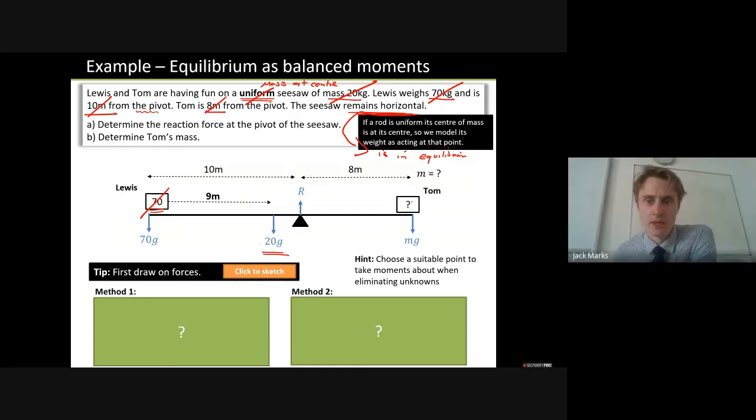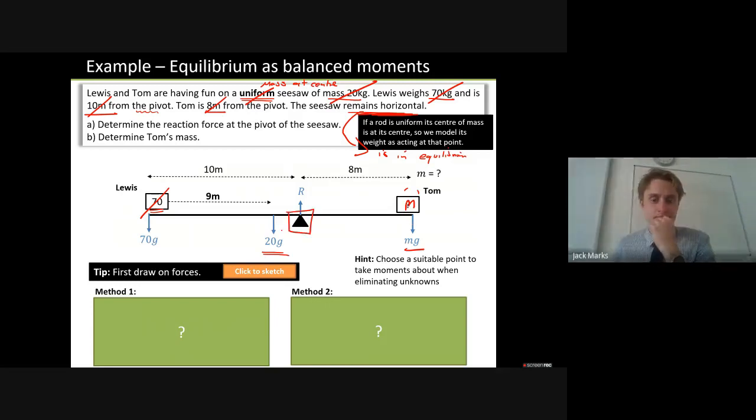Now, Tom, we never found out how much Tom weighed or what his mass is. So I would probably call him M because you don't know. If you call him M, then you can draw mg because you need all of your forces for your force diagram. What else is there that might surprise you?